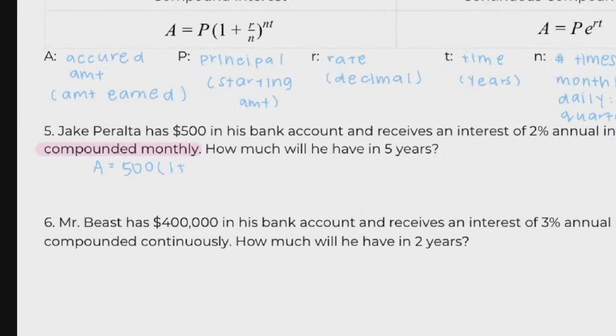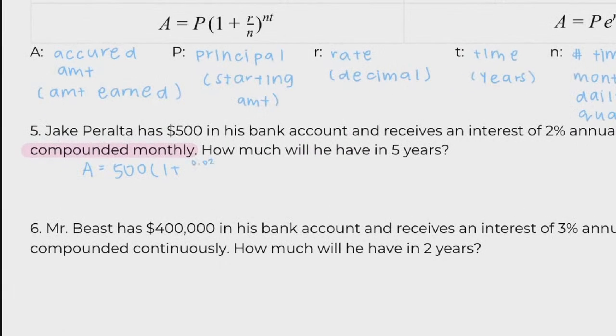His rate is 2%, which is 0.02, and monthly is 12 times. So make sure you plug 12 in for both of the n values. And the time is 5 years, because that's what the question asked for. Once you plug this into a calculator, you'll get 552 and 54 cents. It will be a very long decimal, and you want to round it to 2 decimal places because we're talking about money.